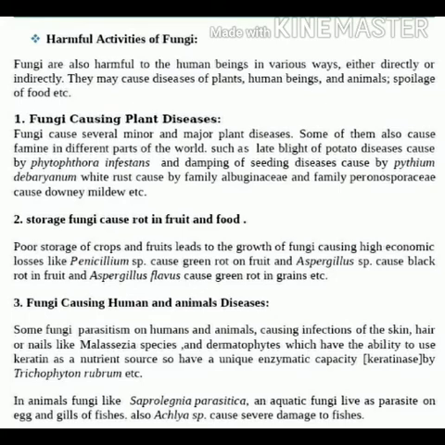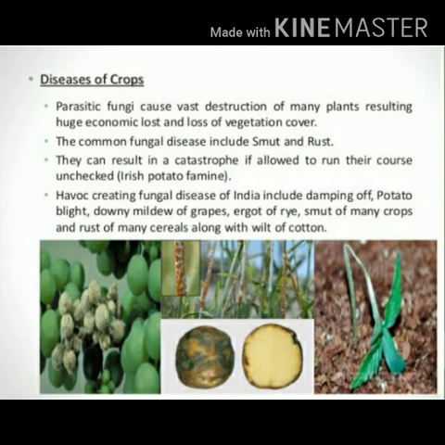First we discuss fungi causing plant disease. There are several minor and major plant diseases. Some common examples are late blight of potato, caused by Phytophthora infestans, downy mildew of grapes, rust in wheat, and smut in maize. These are all caused by fungi. Next is storage. Fungi cause rot in fruits and food. Poor storage of crops and fruit leads to various fungal diseases.